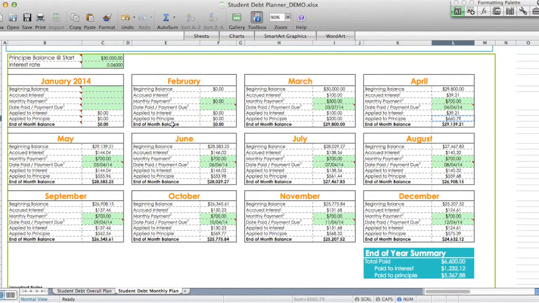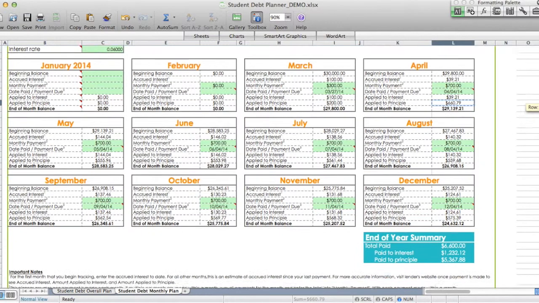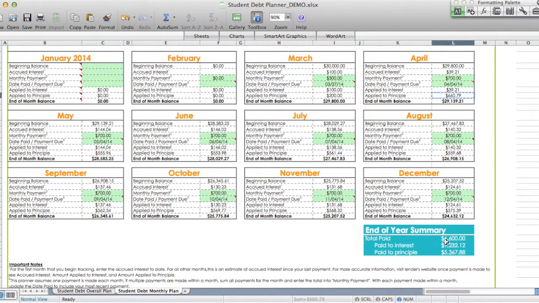And so that's it in a nutshell. The only other thing I want to draw your attention to is the blue summary box at the end. I think this is pretty cool as well, because it summarizes the amount that you paid for the year in total, and it breaks down how much was applied to interest versus principal.